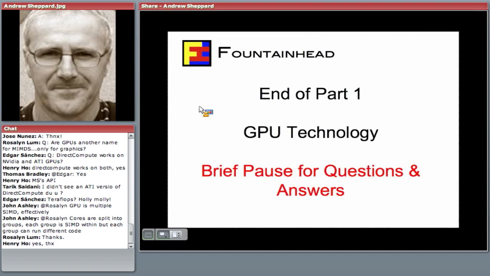Okay, so that's a high-level explanation as to why, in terms of just throughput, doing more calculations more quickly, lightweight threads are a better way to go, and GPUs are about lightweight threads.